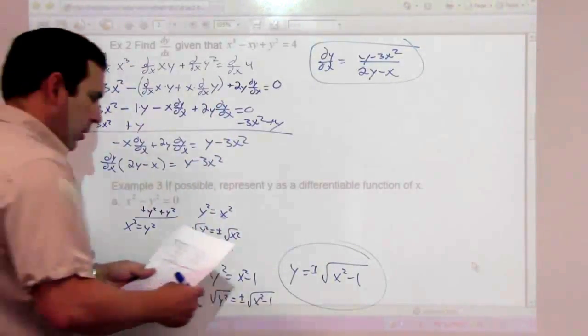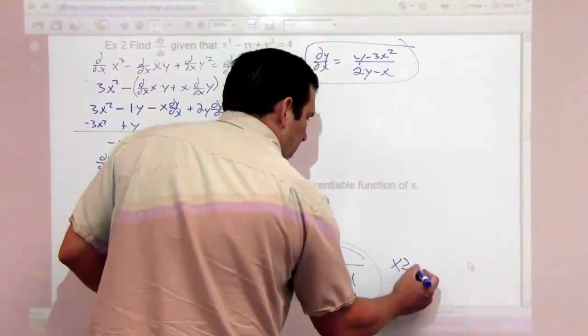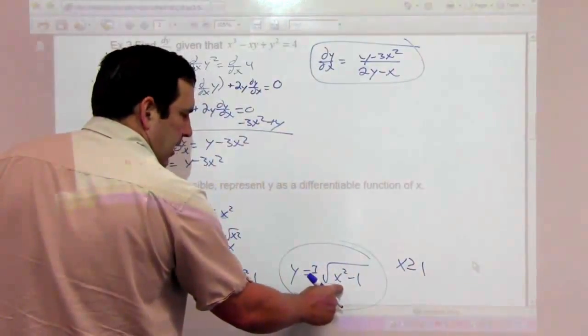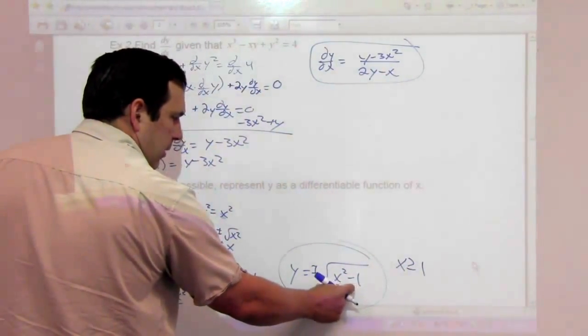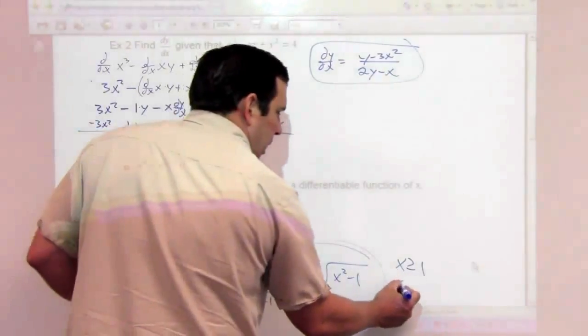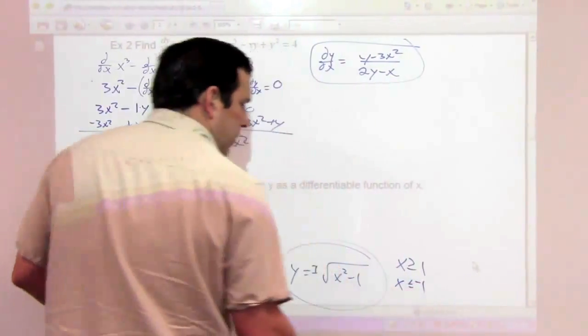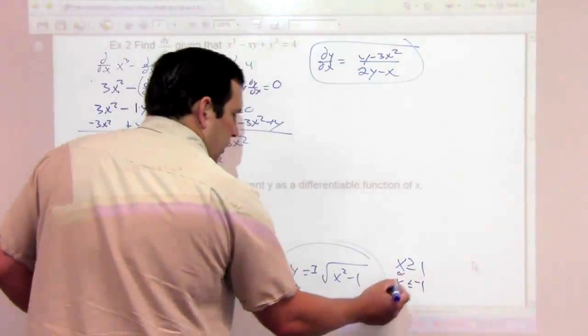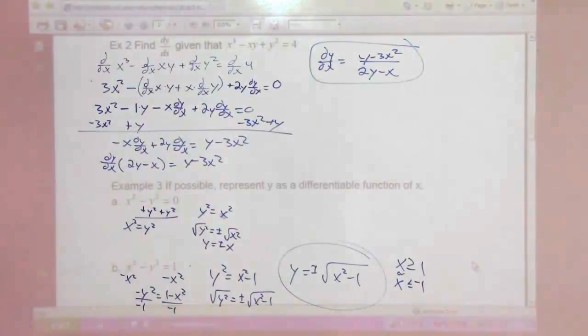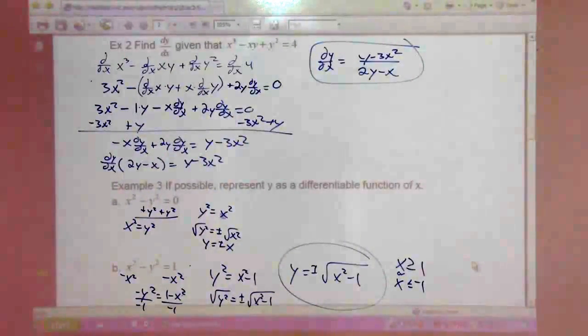And this would be for x being greater than or equal to 1, because if it's less than 1, you're going to have something less than 0 in here. X being less than or equal to negative 1 for our domain. I have one more of those.